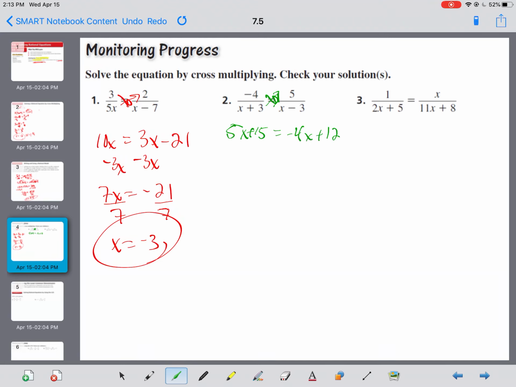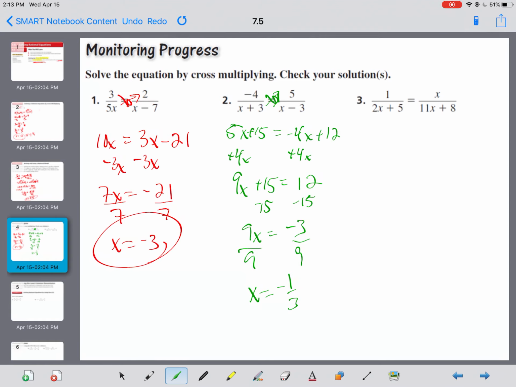Let's go. Cross multiply. 5x plus 15. Look, I learned my lesson. Negative 4x plus 12. Add 4x. 9x plus 15 equals 12 minus 15. 9x equals negative 3. Divide by 9. X equals negative 1/3. Ugh, gross.